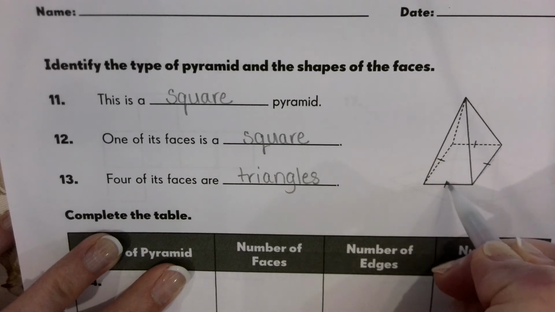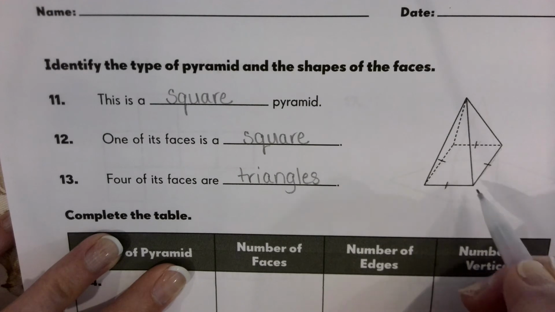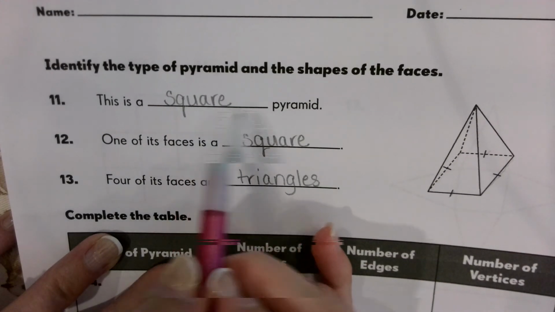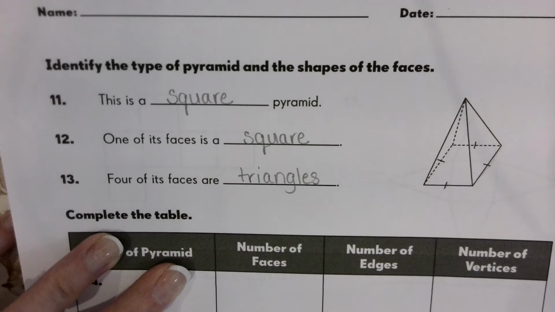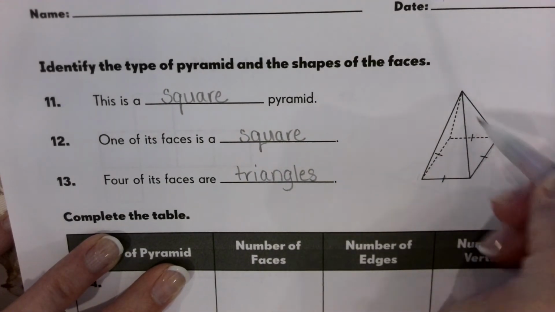And we know it's a square because these little notches tell us that all the sides are equal. So because the base is a square, it's called a square pyramid. And the other 4 faces are triangles.